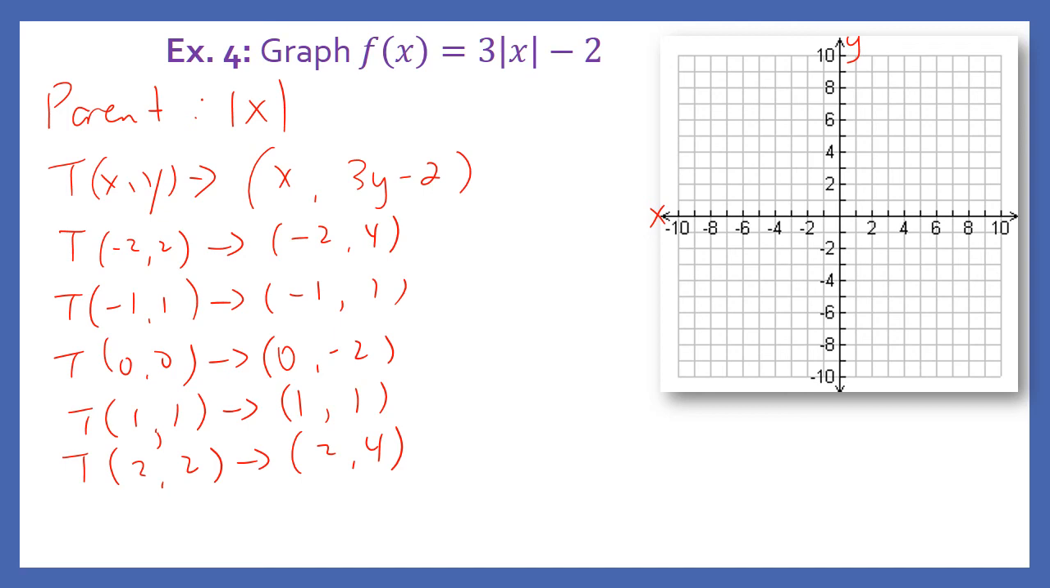Plotting our points, -2 and 4, right there. -1, 1, 0, -2, 1, 1, 2, 4. And straight lines, and there's f of x. Good, so there's 4 graphs. Hopefully there's no questions. Very, very similar, again, to work you would have done in grade 11, just with some different functions.